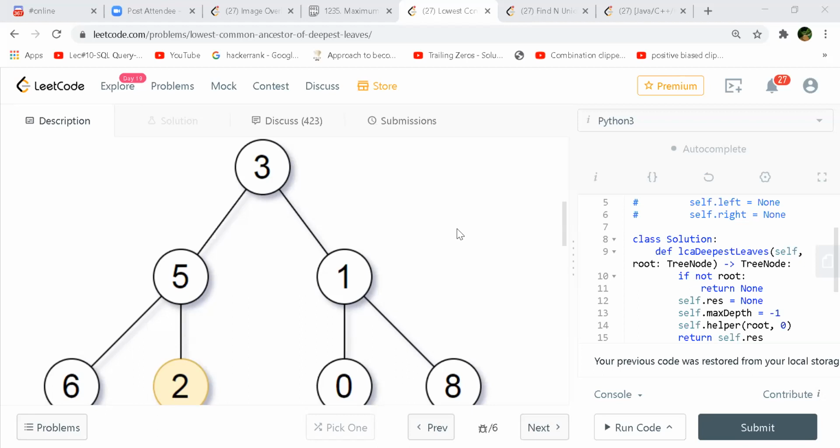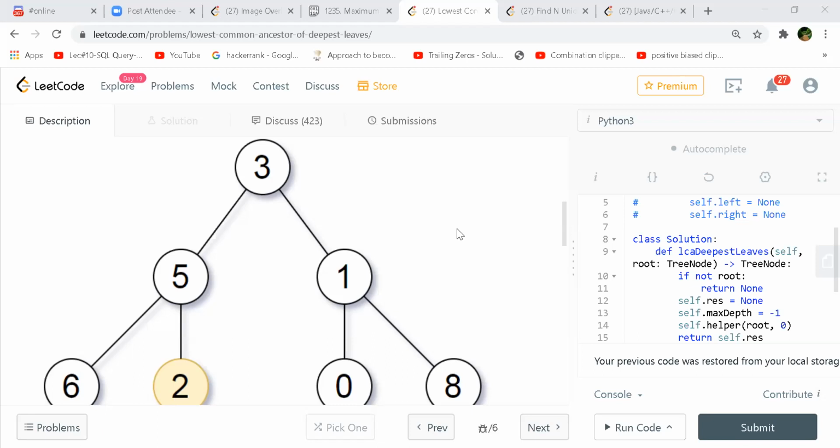Because they're not all at the same level, right? Well, I would say, okay, take whichever is the deepest, pick up 2 of them.